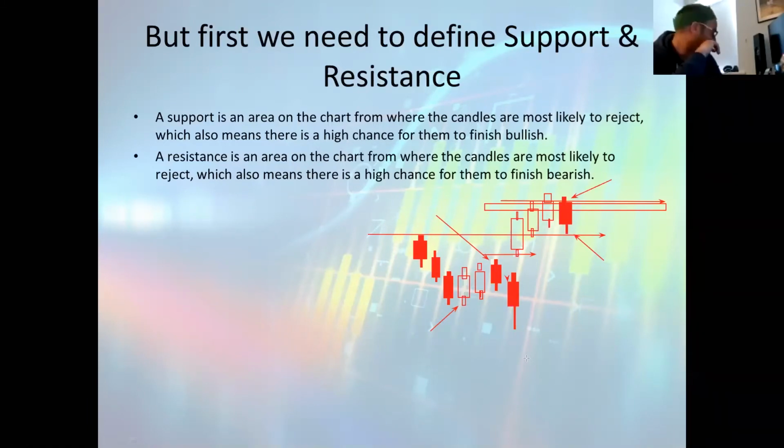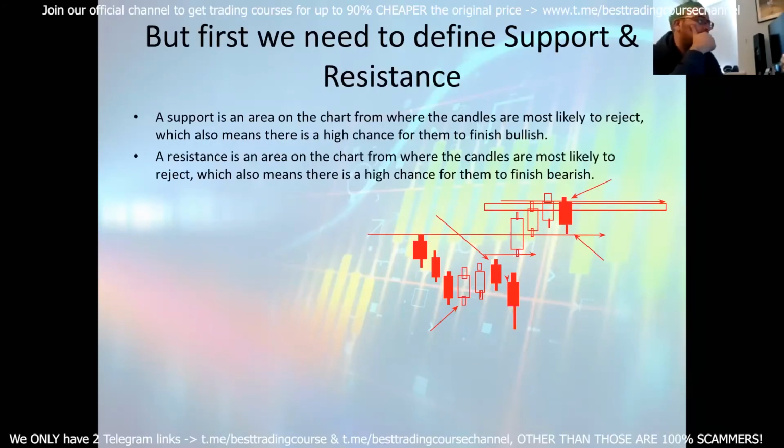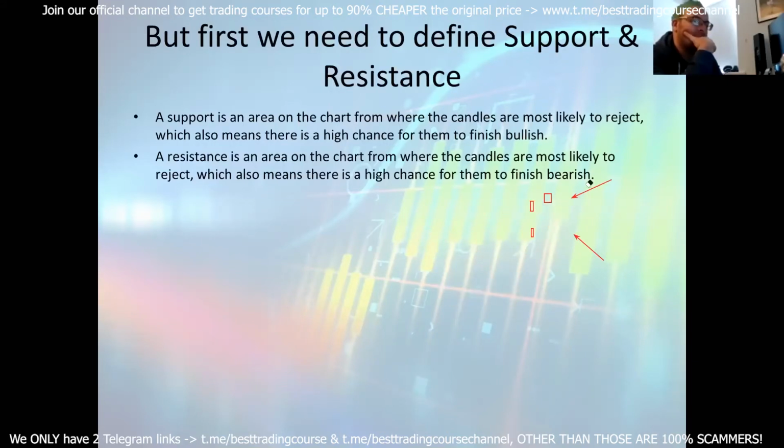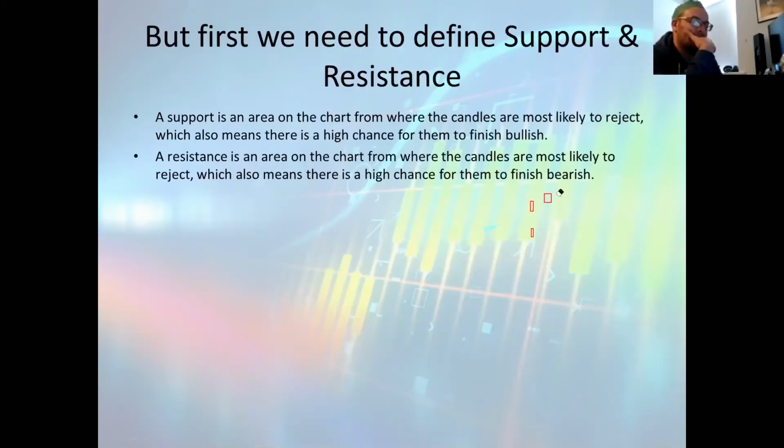That's it. No indicators, no magic, nothing. You're just looking at the candles. You're trying to read the candles, right? So what did we discuss here? We discussed that a support is an area on the chart from where price starts to go bullish, right? And a resistance is an area on the chart from where price starts to go bearish. So whenever price is going bearish, you're always looking to see where's the resistance.